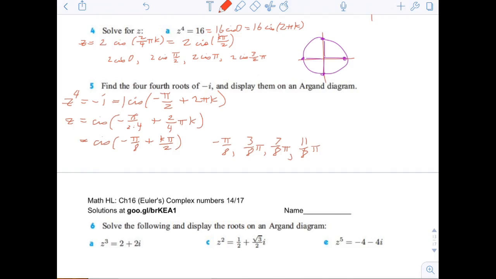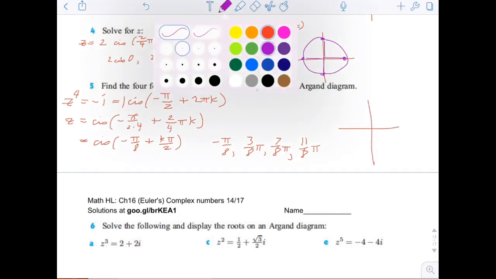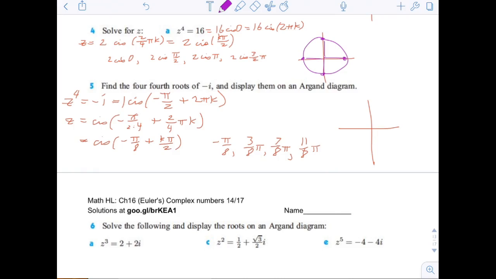Okay, so between each one of these is 4/8 pi, 4/8 pi, and 4/8 pi, so they look evenly spaced. So let me draw this. So negative pi over 8 would be like 22.5 degrees, kind of down here, I guess. 3/8 pi would be kind of like that. 7/8 pi would be kind of like that. 11/8 pi would be kind of like that.